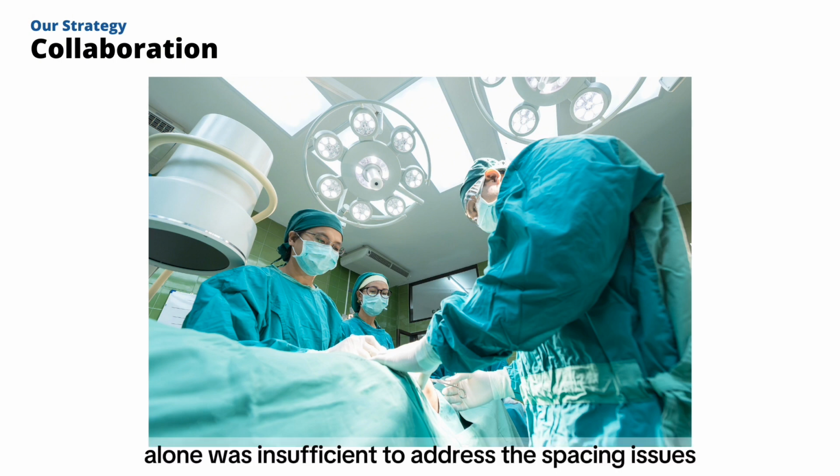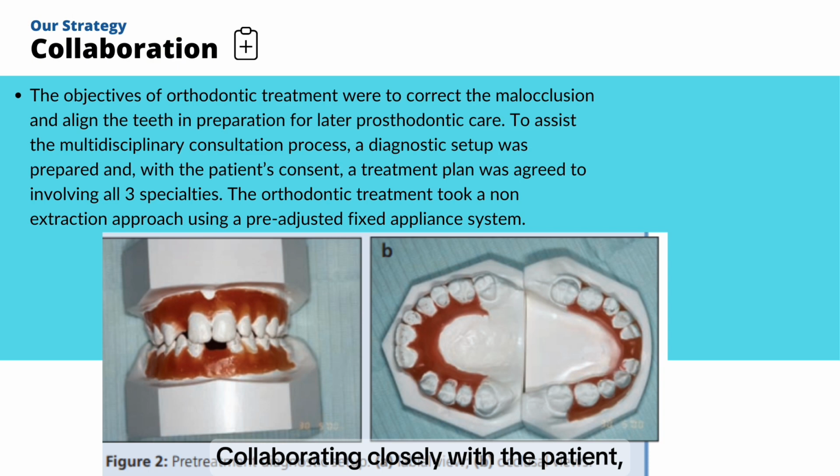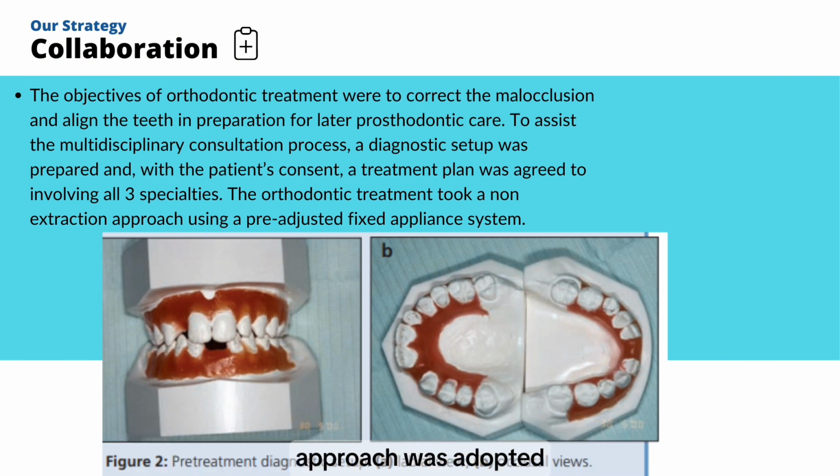Orthodontics alone was insufficient to address the spacing issues and occlusal asymmetry resulting from the absence of tooth 12. Collaborating closely with the patient, a comprehensive orthodontic, restorative, and surgical team approach was adopted. The orthodontic treatment aimed to correct the malocclusion and align teeth in anticipation of subsequent prosthodontic care.